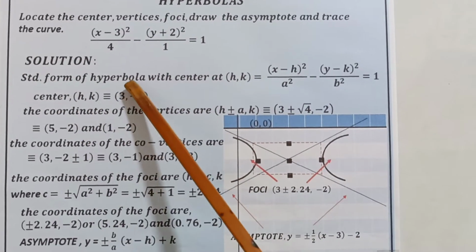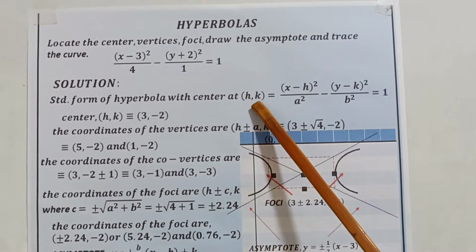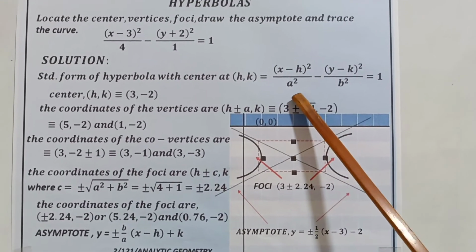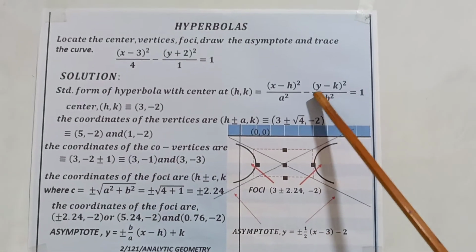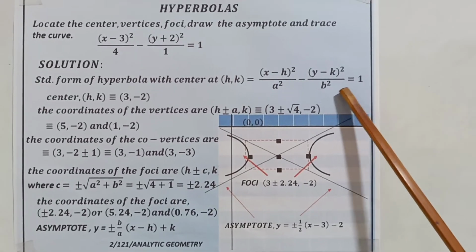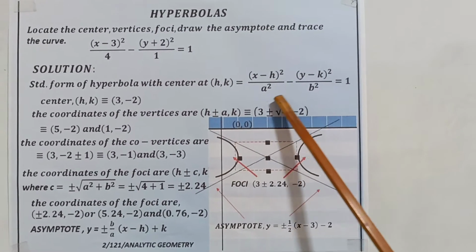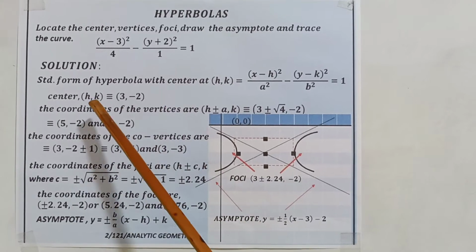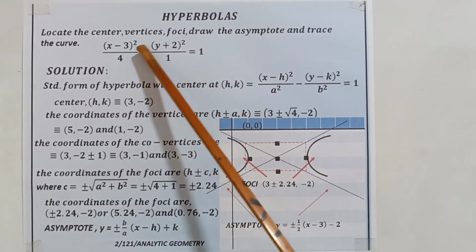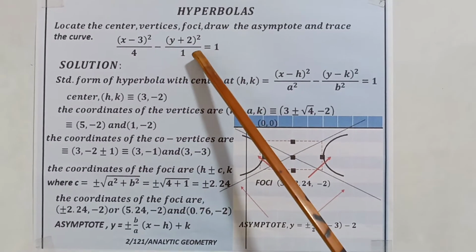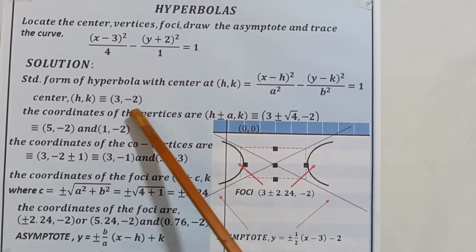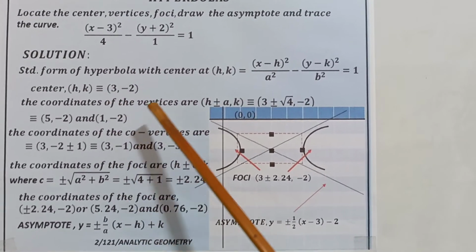And we're using the standard hyperbola with the center at (h, k), and the standard form is (x minus h) quantity squared over a squared minus (y minus k) quantity squared over b squared is equal to 1. The center of this standard form of hyperbola is (h, k), no? Which in this case, h is equal to 3 and k is negative 2. So this is the coordinates of the center of the hyperbola.